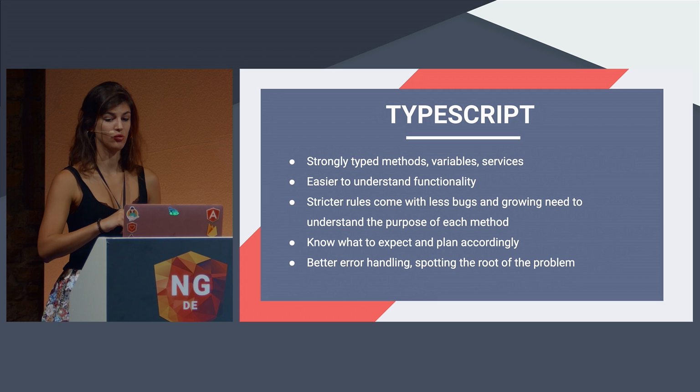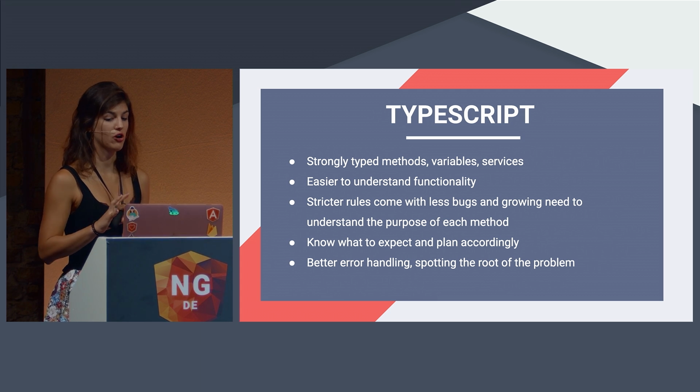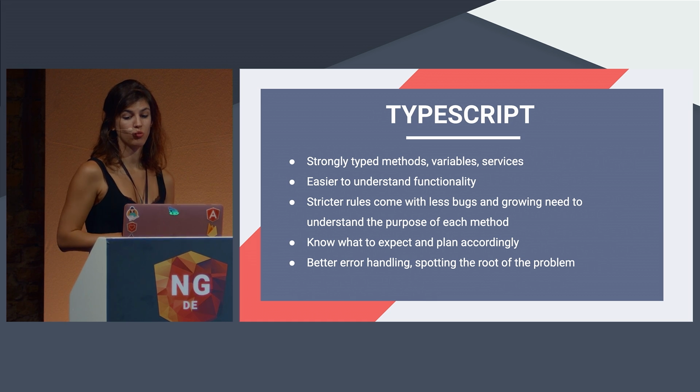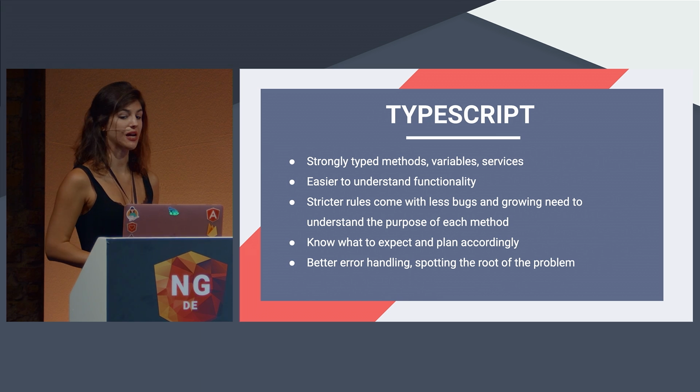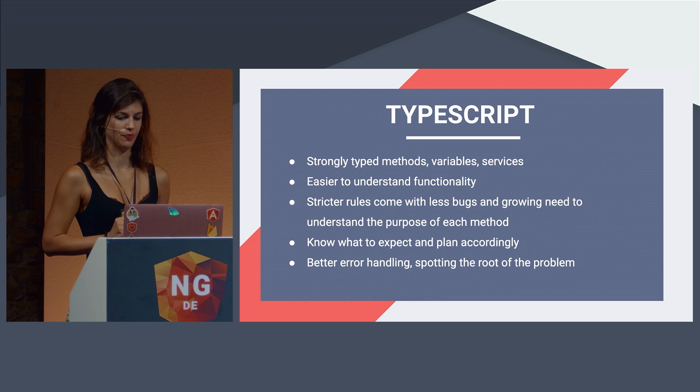Because it has stricter rules, that means it comes with fewer bugs, and less need to try and infer which part of the app does what. Instead of trying to figure out what the method will return and how to treat each new thing, you know what to expect and plan accordingly because TypeScript tells you. This leads to better error handling and spotting the root of the problem. Also, in your console, you have more descriptive errors to figure out what is wrong.